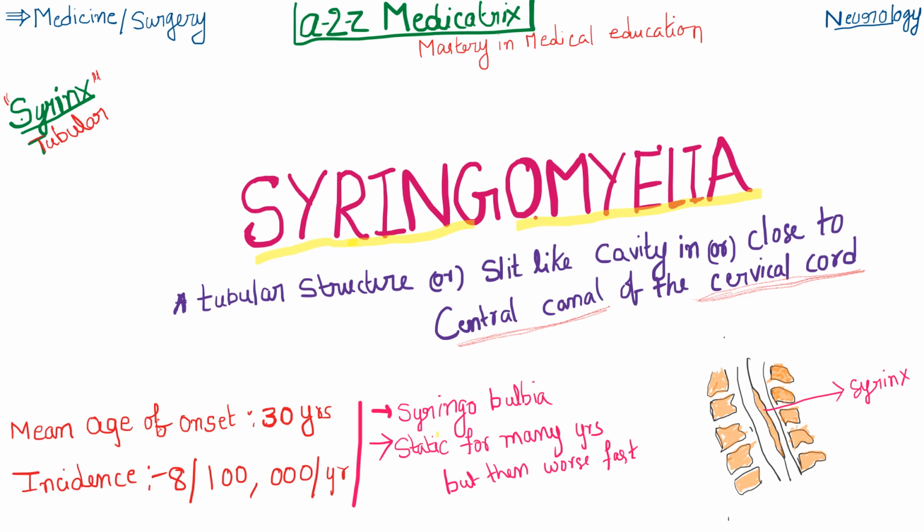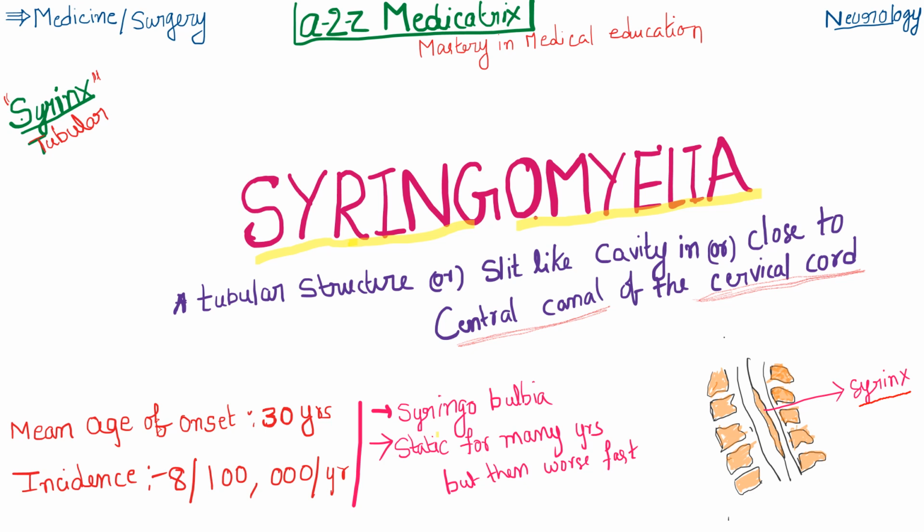What is syringomyelia? A tubular structure or a slit-like cavity in or close to the central canal of the cervical cord. In this picture you can make out, sorry guys, I drew this picture, I think you can guess it. So this cylindrical part you can see in the central cord is called the syrinx. What could be the reason for this tubular structure to form? I will mention it in the later slides.